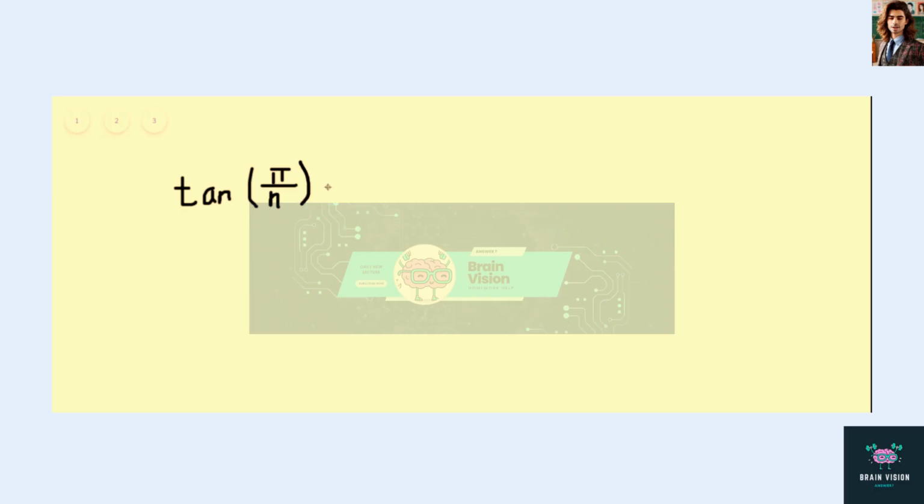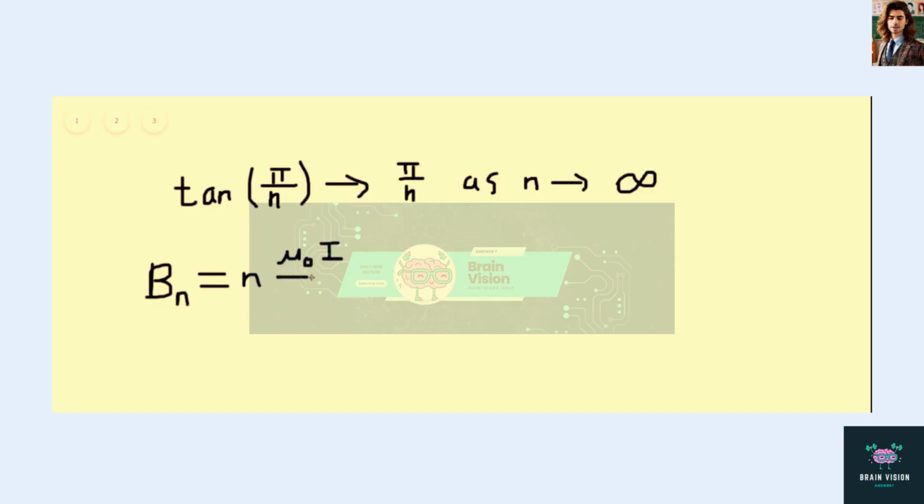This would be the tangent of a very, very small number. So as n goes to infinity, the tangent of pi over n becomes pi over n. So if we let the tangent of pi over n go to pi over n, and just plug that into our equation for the net magnetic field, B sub n, what we have here is n, multiplied by mu naught times I divided by 2 pi r. And then now, instead of being multiplied by the tangent of pi over n, it's just multiplied by pi over n.